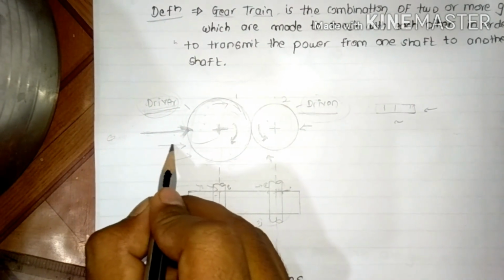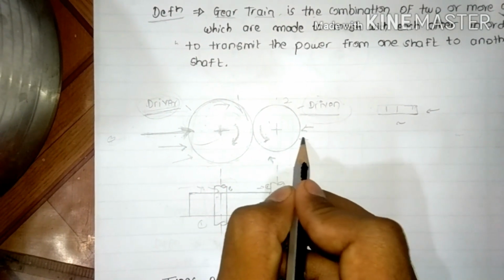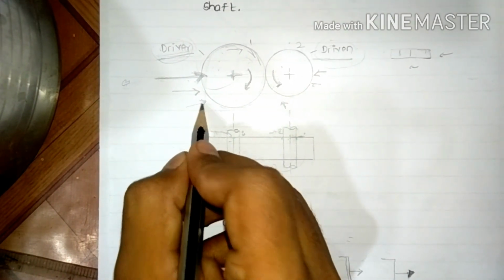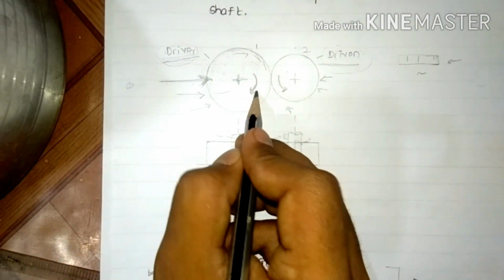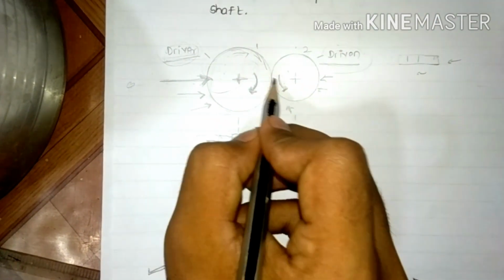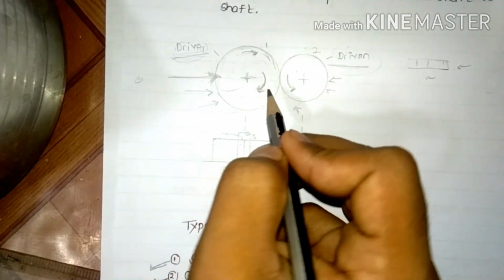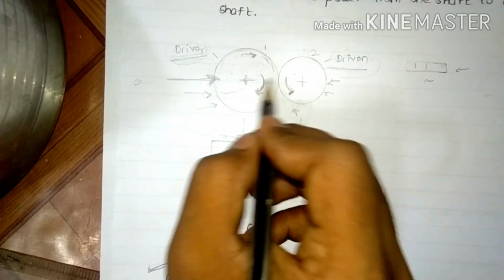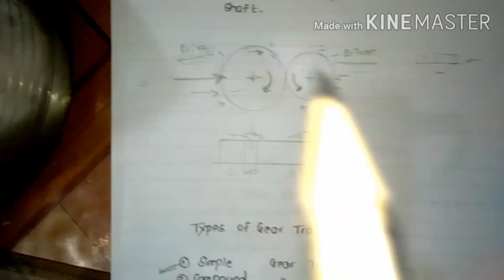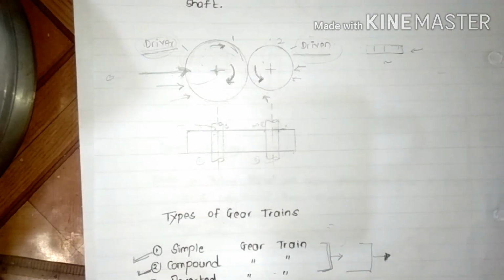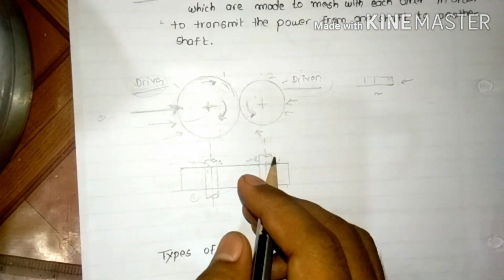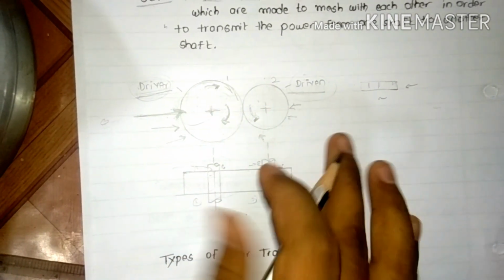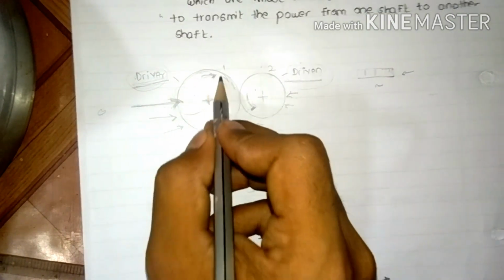When we transfer power from the first gear to the second gear, the first will rotate in the clockwise direction, and as we discussed previously, the second will rotate in the anti-clockwise direction, so that motion can transfer from one shaft to another shaft. So this is the basic type of gear train, when power is transferred from one shaft to another shaft and on each shaft one gear is mounted.